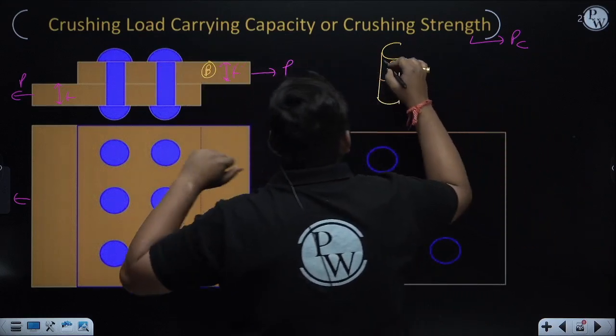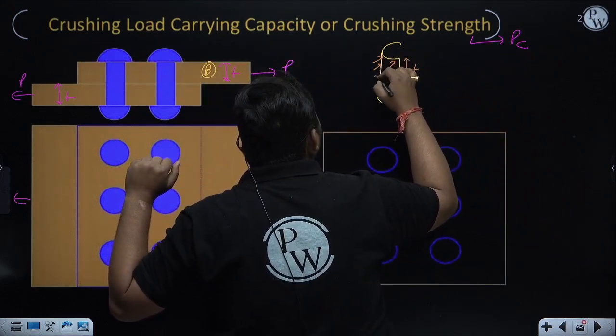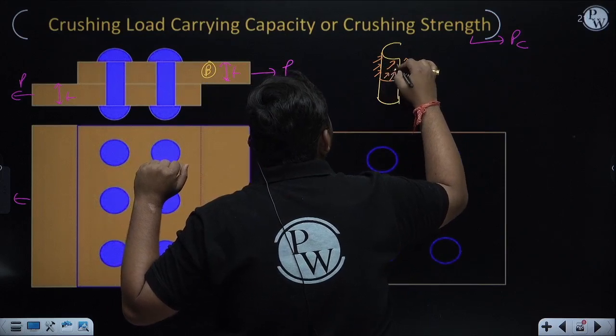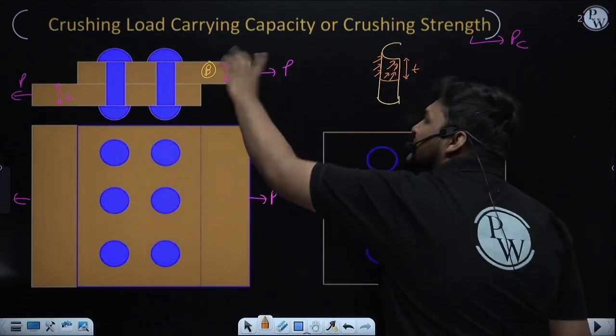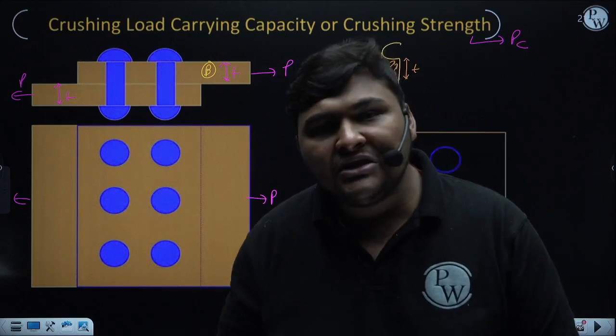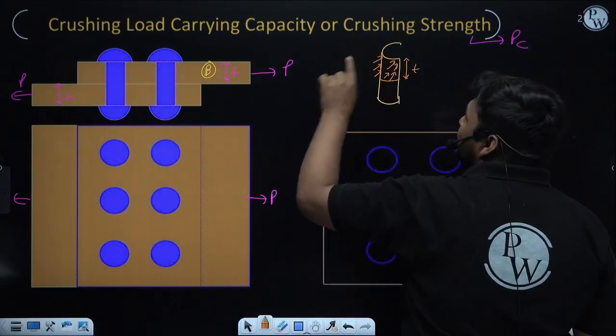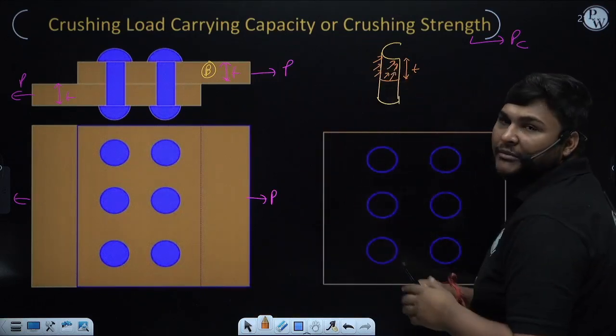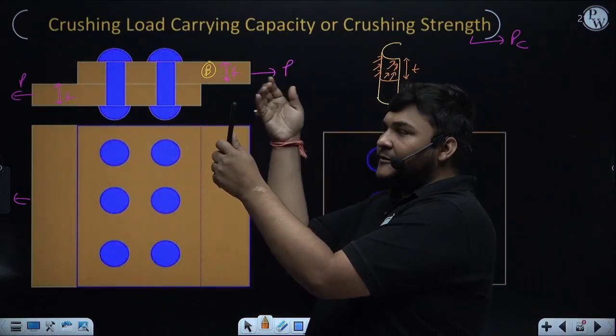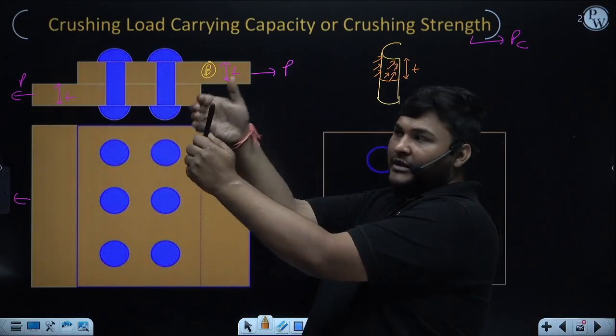this direction, plate B will apply a compressive strain in the half portion of this rivet up to thickness T, because the thickness of plate B is T. So up to thickness T, in the half portion of the rivet, plate B will apply a crushing stress. You can imagine this. This is my rivet. This is, suppose, the thickness of plate B.